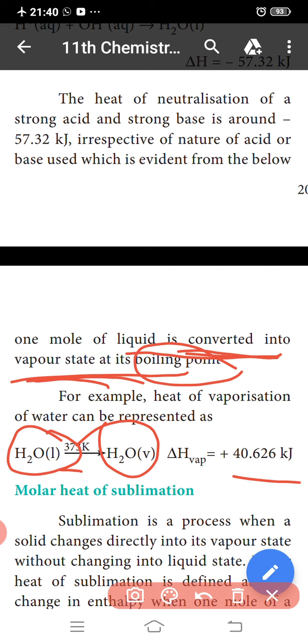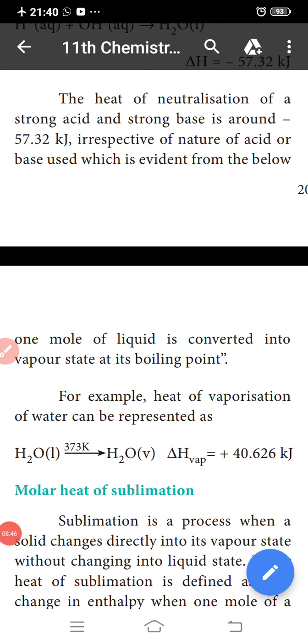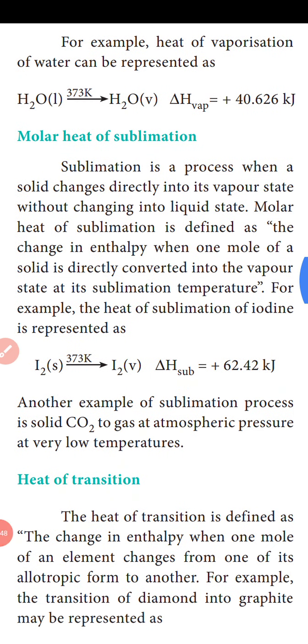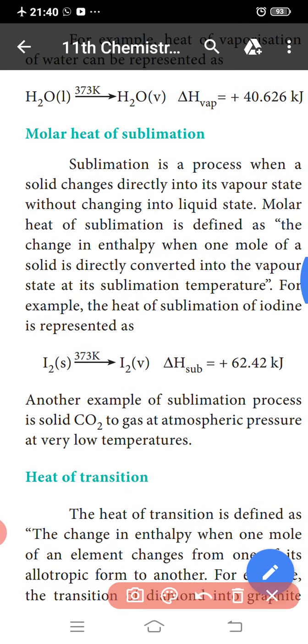The next we discuss is the heat of sublimation. The heat of sublimation is the change in enthalpy when 1 mole of a solid is directly converted into vapor. The solid directly converted to vapor is called the sublimation temperature.